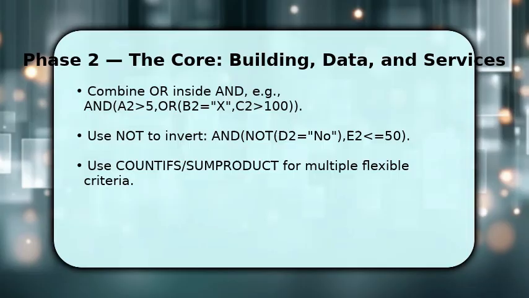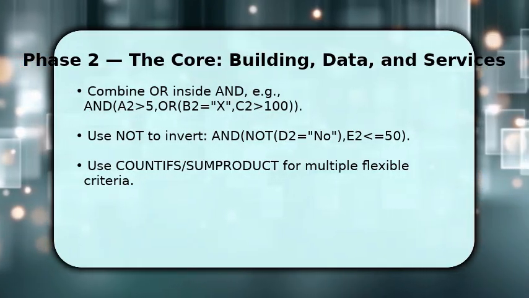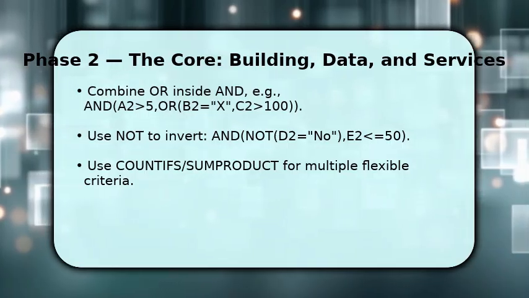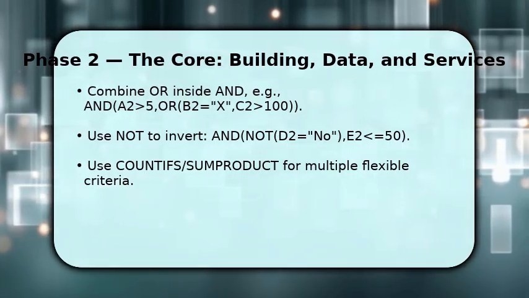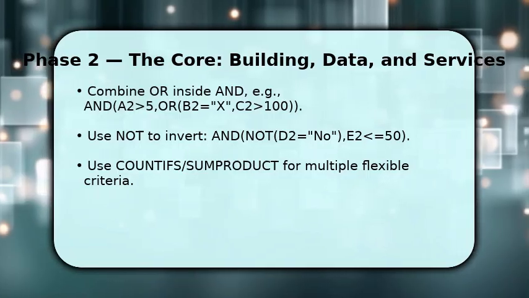You now expand logic for real scenarios. For multiple acceptable values, nest OR, and A2=5 or B2 equals X, C2>100. If you need exclusions, use NOT, for example, AND(NOT(D2="no"), E2<=50).